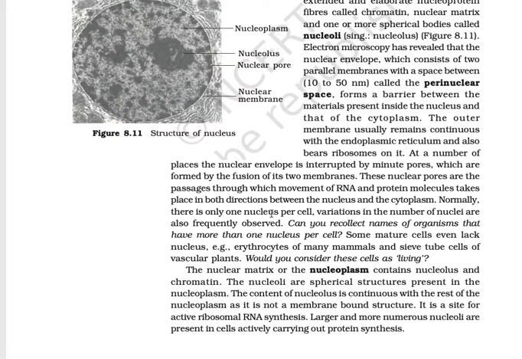Normally, there is only one nucleus per cell. Variations in the number of nuclei are also frequently observed. Can you recollect names of organisms that have more than one nucleus per cell? Some mature cells even lack nucleus, for example erythrocytes of many mammals and sieve tube cells of vascular plants. Would you consider these cells as living?